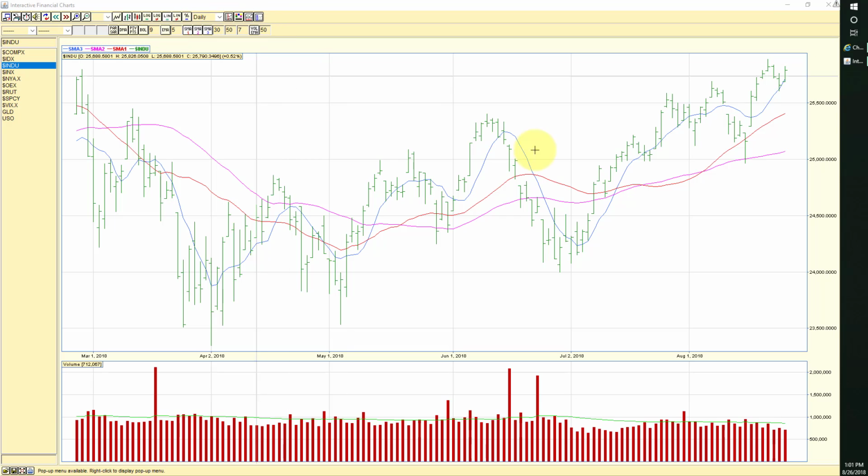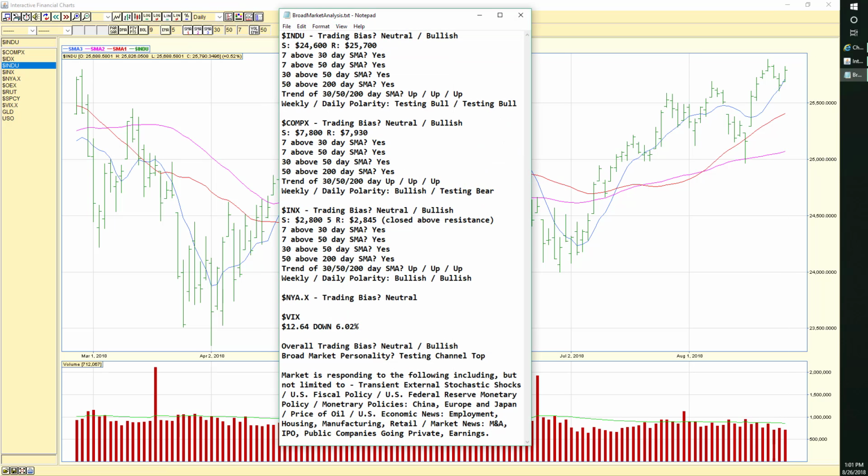Let's take a look at our notes. We closed at $25,790.35. Our low was $25,688.58. We'll take a note that says closed above support. Resistance. We have now a higher high and a higher low. That means our daily polarity moves to full-on bullish.